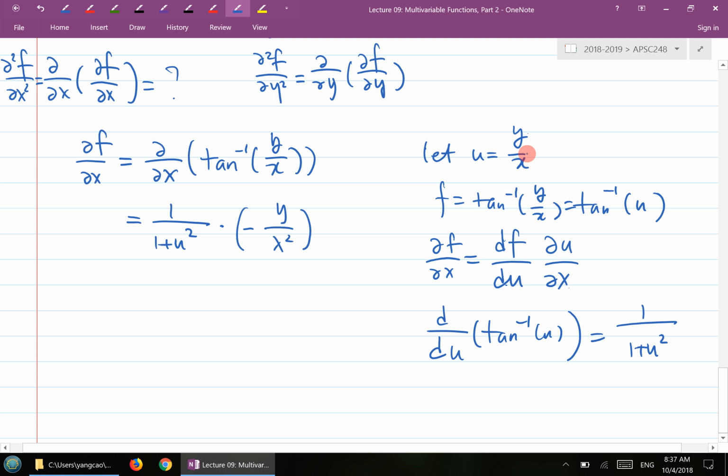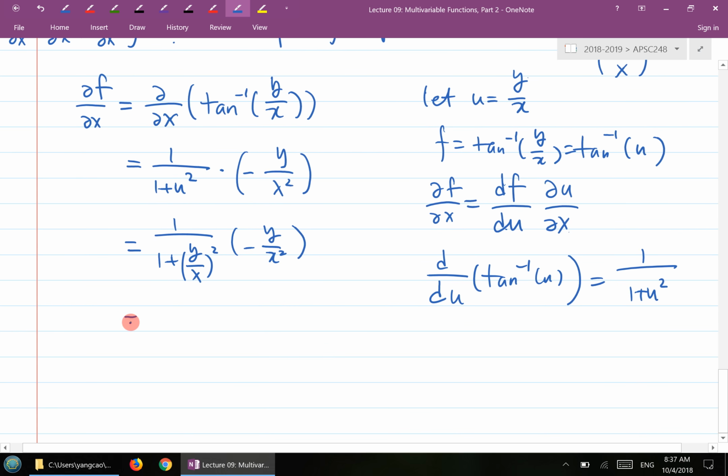So for this derivative, I think everybody knows what the derivative of 1 over x is, of course. It's negative 1 over x squared. Okay, so I'll put u back. u is y over x. So that's the first-order partial derivative.